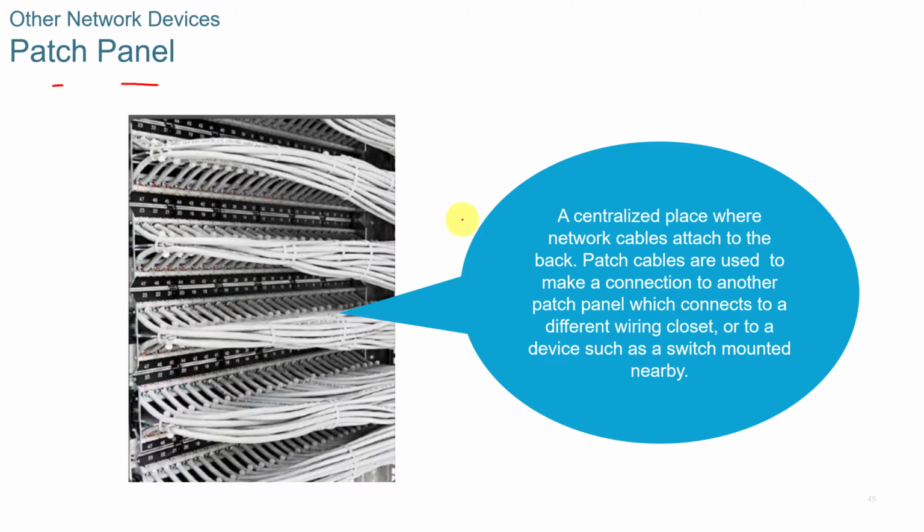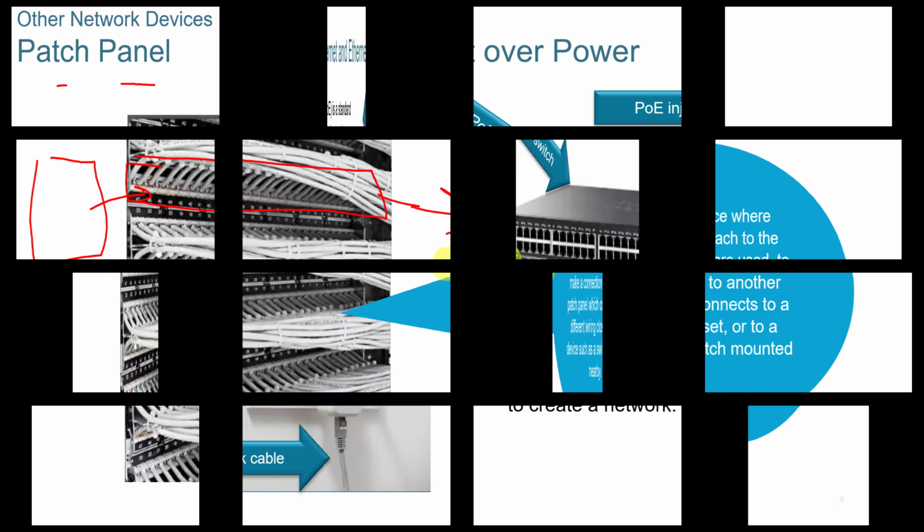A patch panel is a panel, and let's just say that this is the patch panel right here. What a patch panel allows you to do is you would have the server here, and then you would have these cables that would patch into the server, and then these cables go out to the endpoint devices.